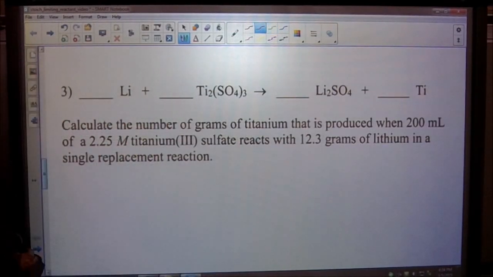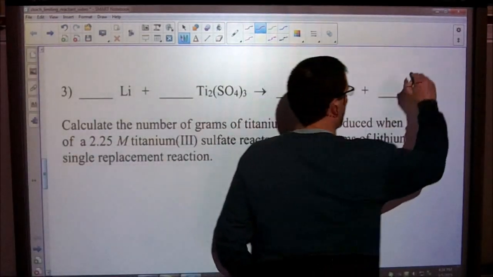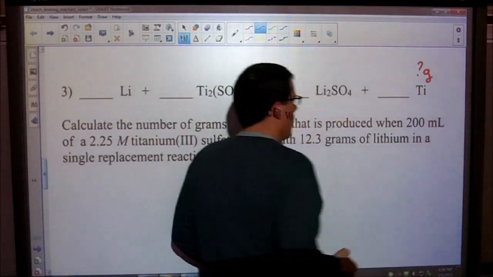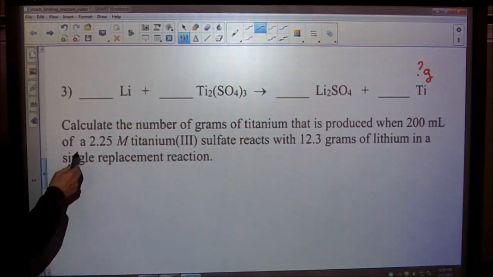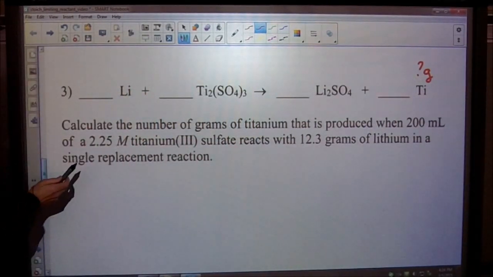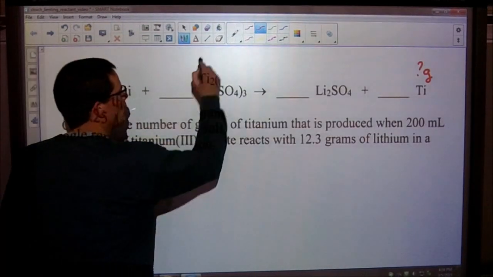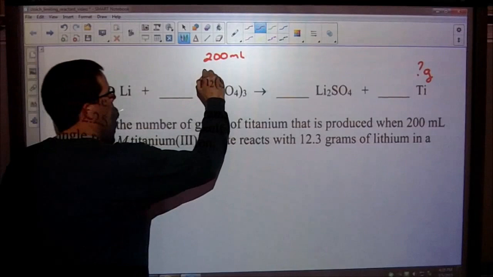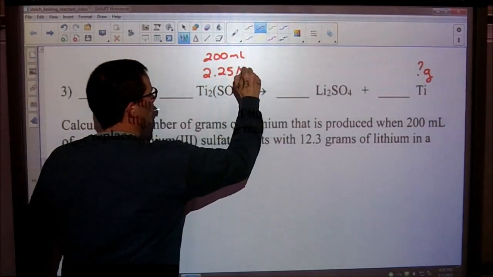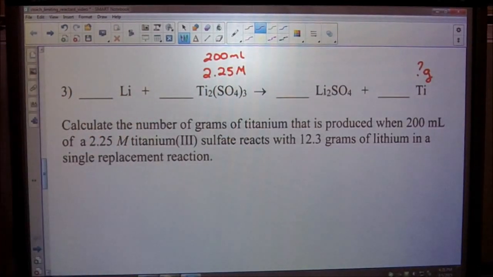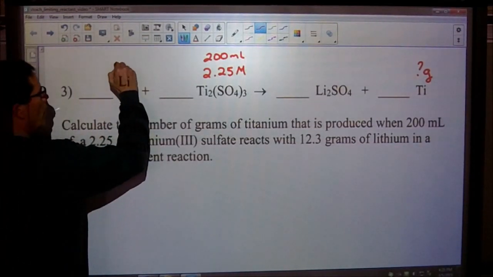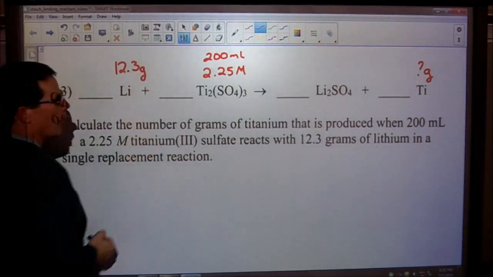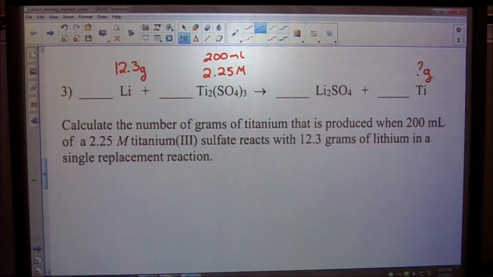Number 3 says, calculate the number of grams of titanium that is produced. So we're looking for the number of grams of titanium when 200 milliliters of a 2.25 molar solution of titanium 3 sulfate reacts with 12.3 grams of lithium in a single replacement reaction.